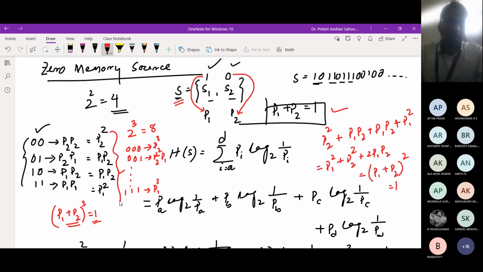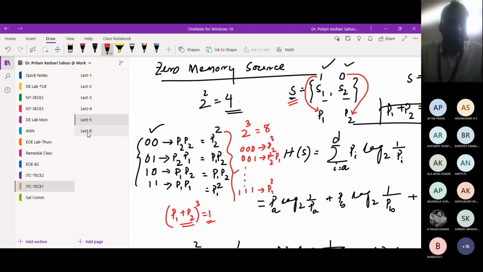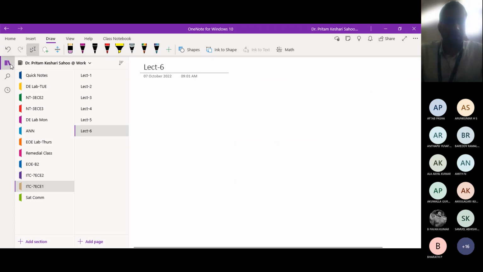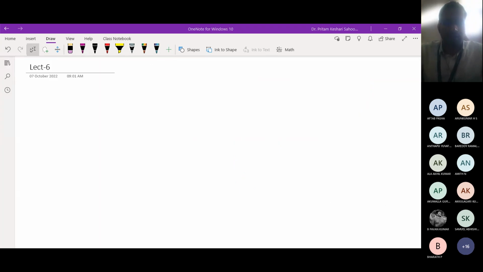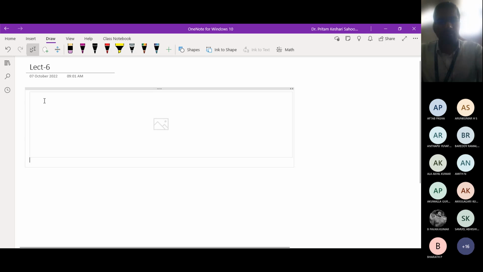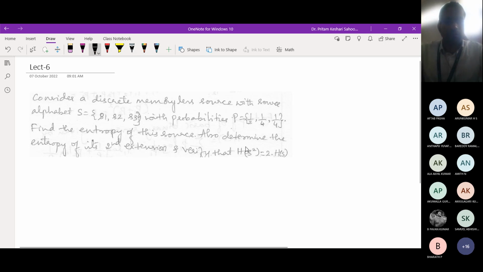All right. So this is what we had discussed in the previous class. In our today's lecture, we are going to take an example and see how we can solve it. So this is the example which is given for us.